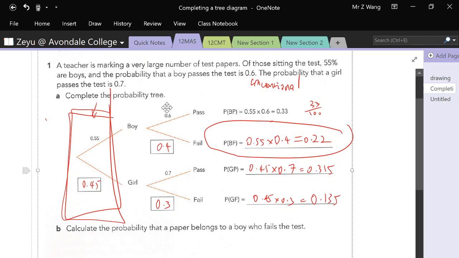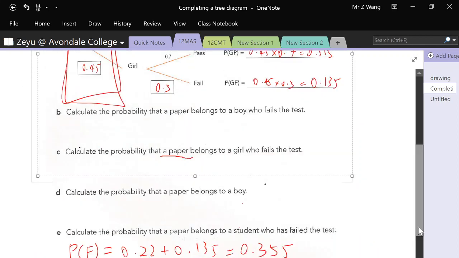Depends, we mean, if you think in this sentence, it means we're selecting a paper from the boys' papers. We're selecting a boys' paper. We're selecting a girl's paper. The probability that it fails is from a girl's paper, right?